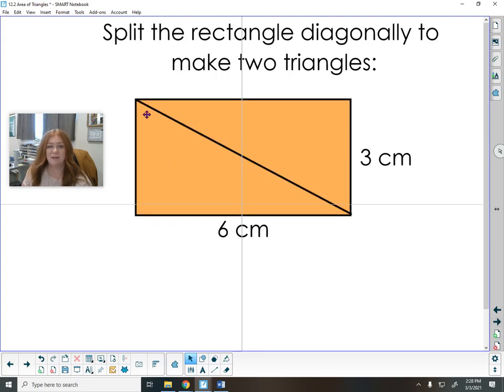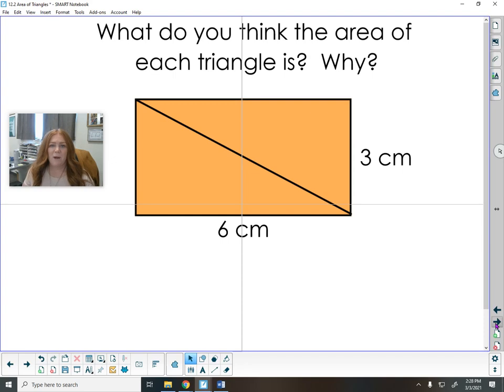And now split the rectangle from corner to corner and make it 2 diagonals, so 2 triangles. So we took this same rectangle, it's still 6 by 3. And what did we do to it? We cut it into 2 pieces. So what do you think the area of each triangle would be?